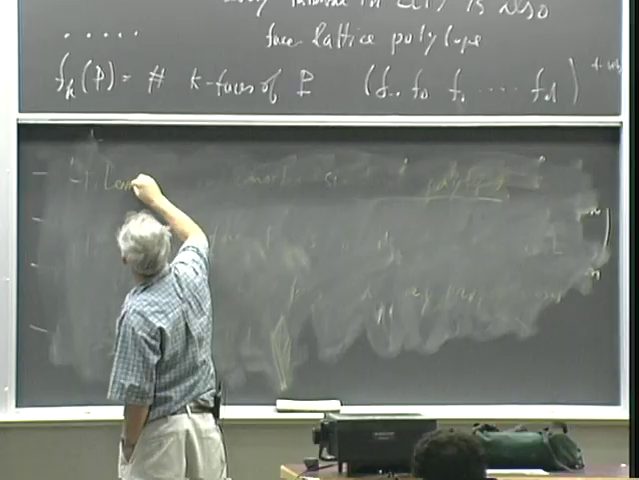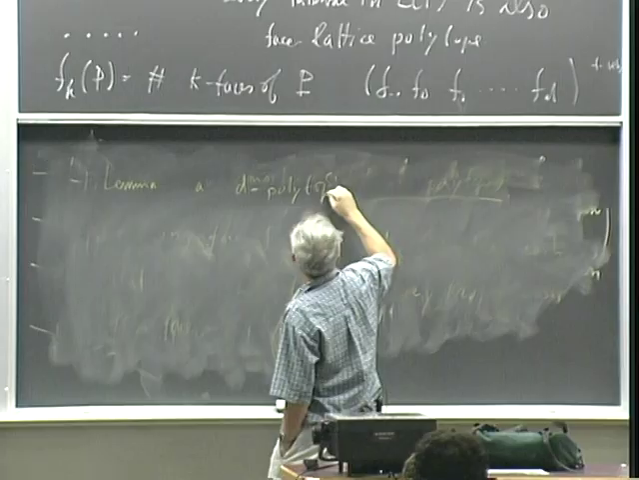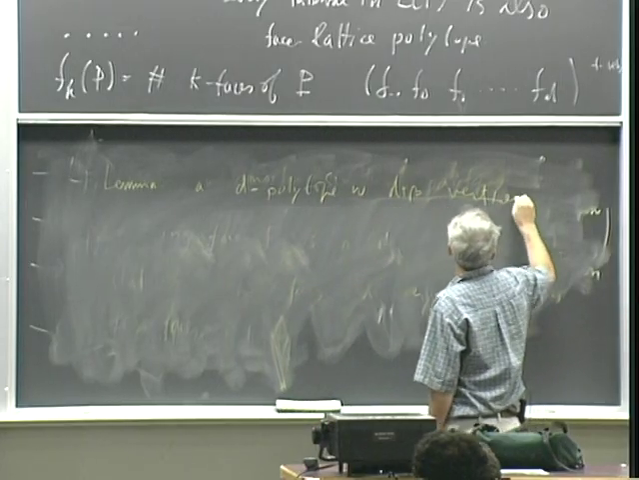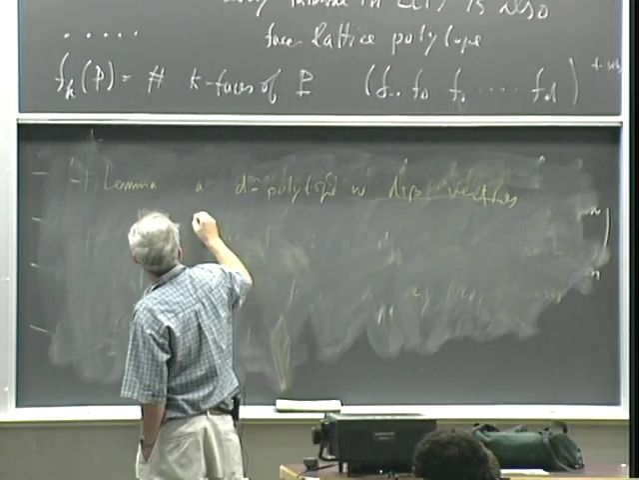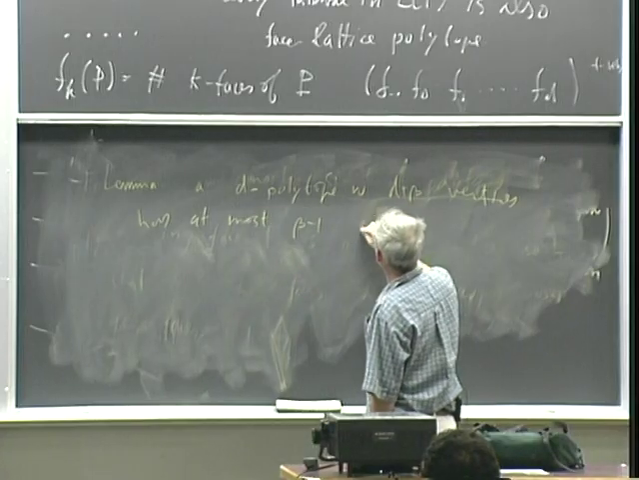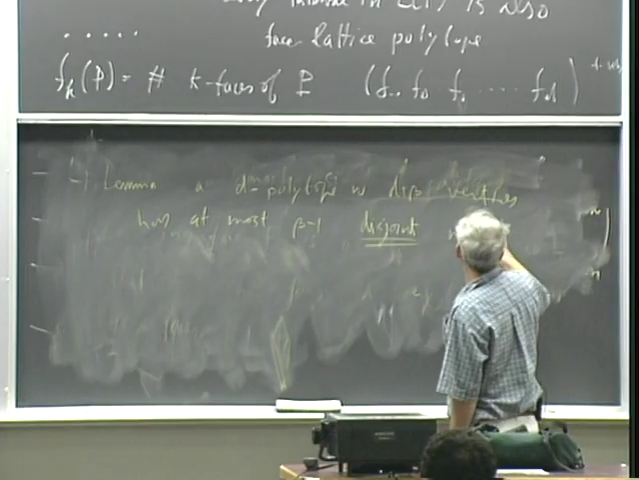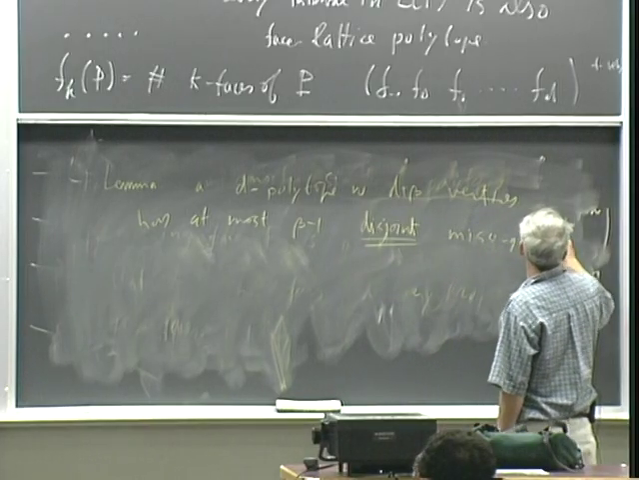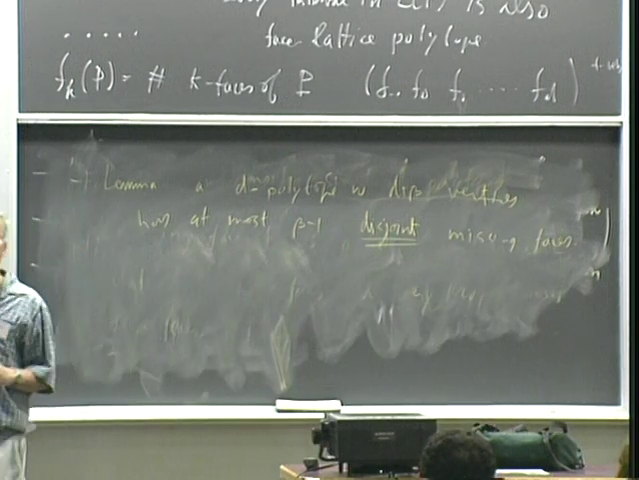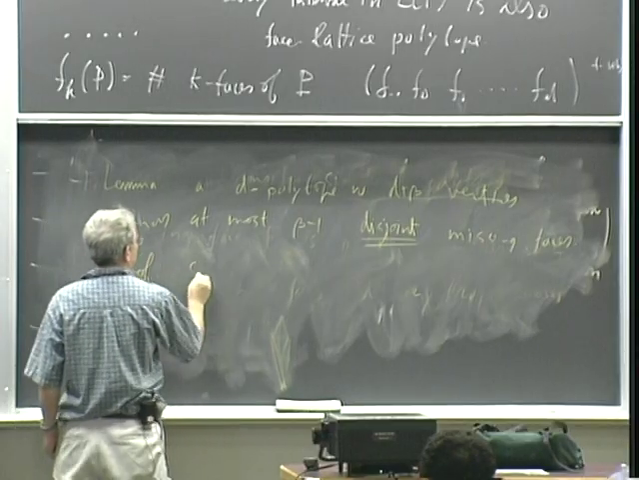Lemma: a D-polytope with D plus beta vertices has at most beta minus 1 disjoint missing faces. Okay, so this is an easy lemma. I will leave the proof as an exercise.